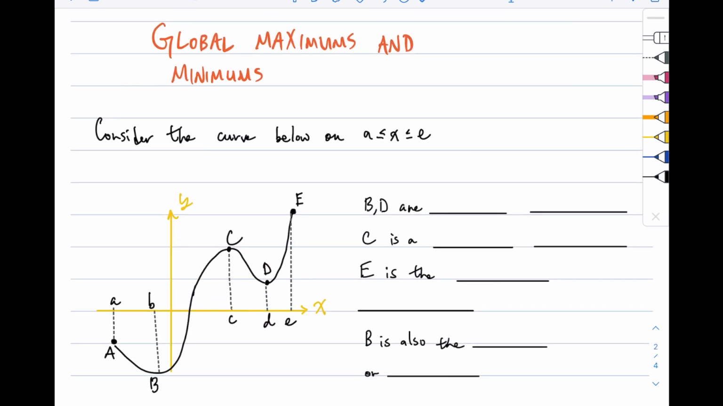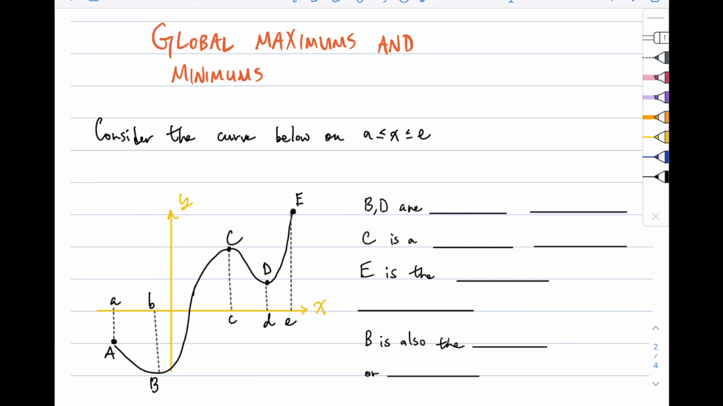Just pause here and jot down everything that you see on the screen. We're going to be considering a curve below on the interval from a to e. I probably should have used a different letter. e here does not represent Euler's constant. It's just some random constant. So you have a function defined from a to e, and the function's curve looks like this. And what I want to do is classify some of the points on here. Now, I'm using lowercase letters to represent the x coordinates of these special points, and uppercase letters to represent the actual points.